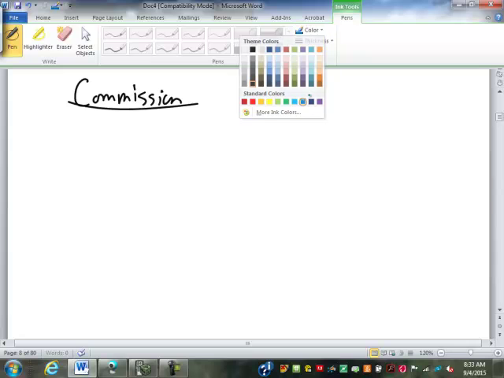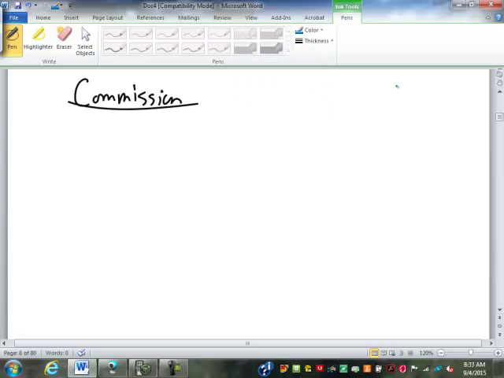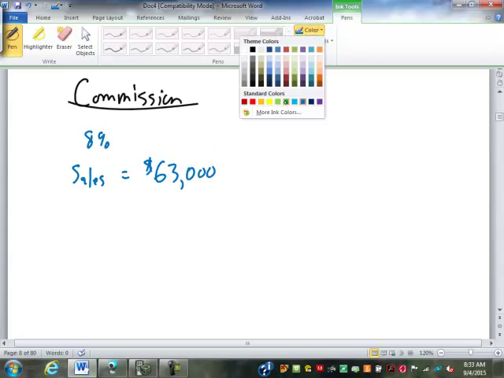And commission is basically a straight commission or pure commission. It mostly occurs in sales, where you are given pay strictly based on a percentage of what you do, your production. So let's say you get an 8% commission. If you have a month where your sales are, let's say, $63,000 in sales. Figure out your pay for the month.